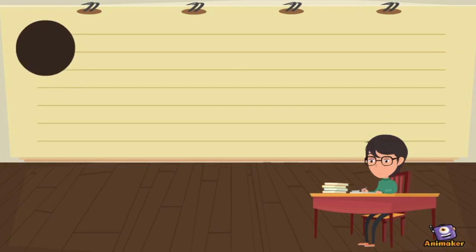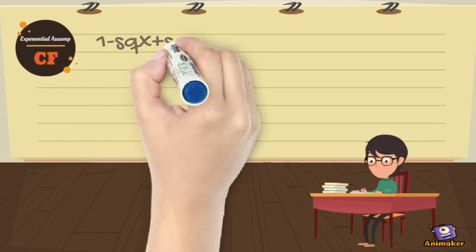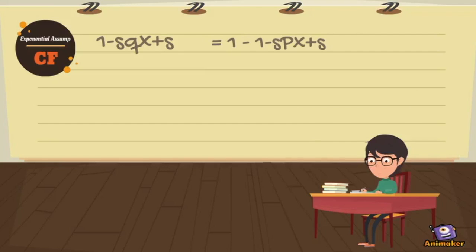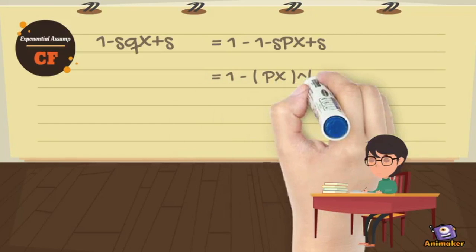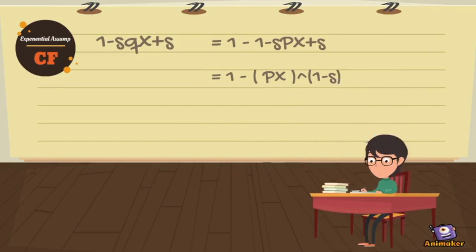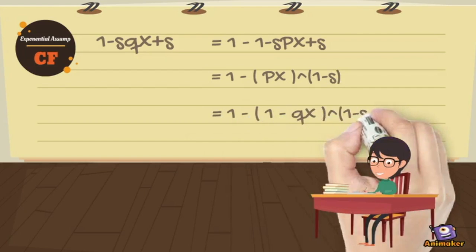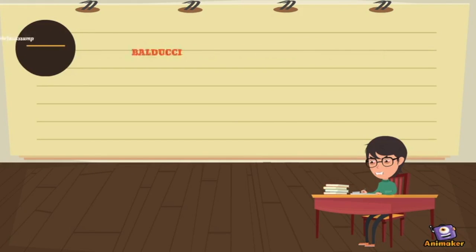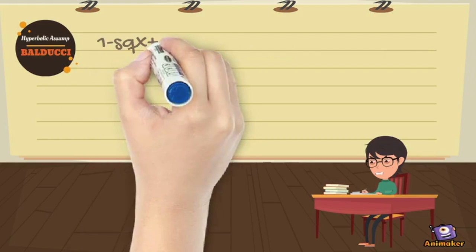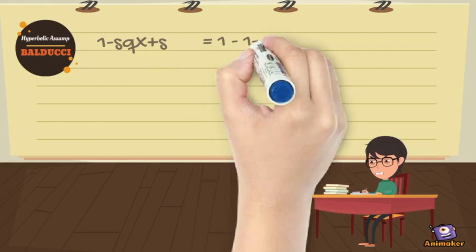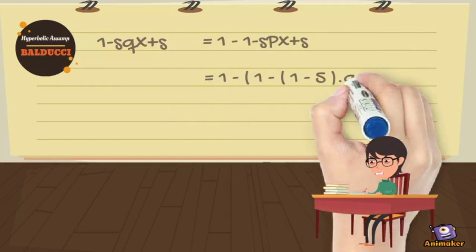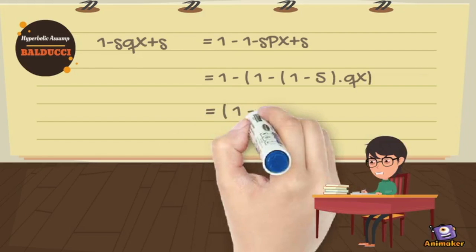In the exponential assumption of constant force, 1 minus s q_{x+s} is equal to 1 minus 1 minus s p_{x+s}, then equal to 1 minus p_x to the power of 1 minus s, and 1 minus 1 minus q_x to the power of 1 minus s. Then in the hyperbolic assumption of Balducci, 1 minus s q_{x+s} is equal to 1 minus 1 minus s p_{x+s}, then equal to 1 minus 1 minus 1 minus s times q_x, thus equal to 1 minus s times q_x.